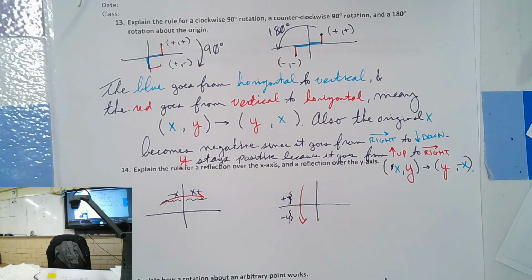The original X becomes negative. So look at that blue part. It's pointing to the right originally. And then it swings down and points down. So we go from pointing right to pointing down. Right is positive. When we go to pointing down, it switches to negative, doesn't it? The red part is pointing up, so it's positive. When it turns, it's pointing to the right, which is still positive, which is why the Y doesn't change its sign.